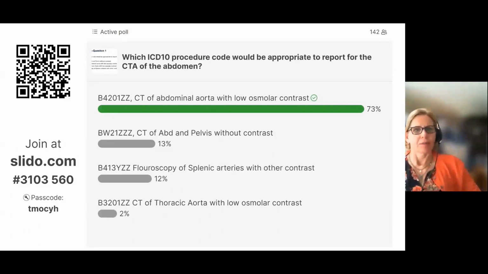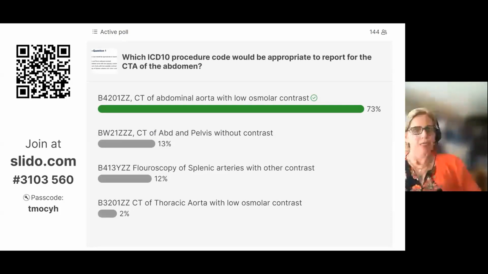So we have 73% of people said CT of abdominal aorta with low osmolar contrast, which is what I would go with as well. The CT of the abdomen pelvis would just be a straight CT and would not be directly visualizing the abdominal aorta and the vessels.